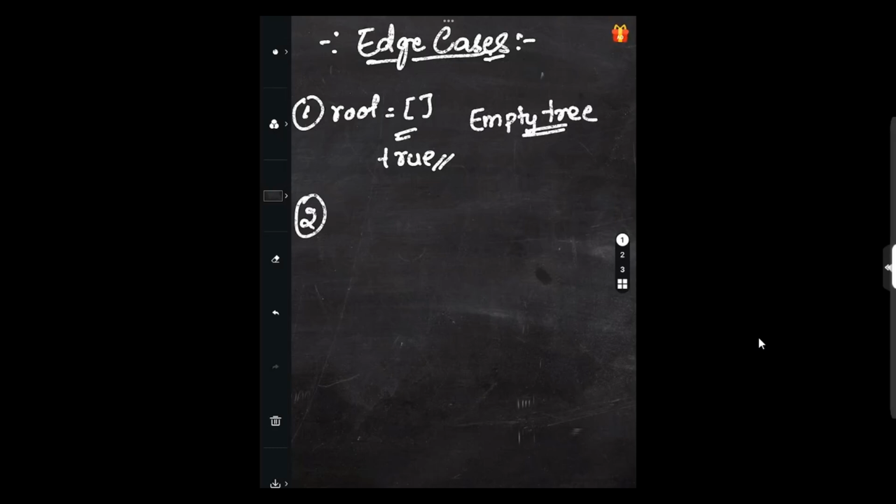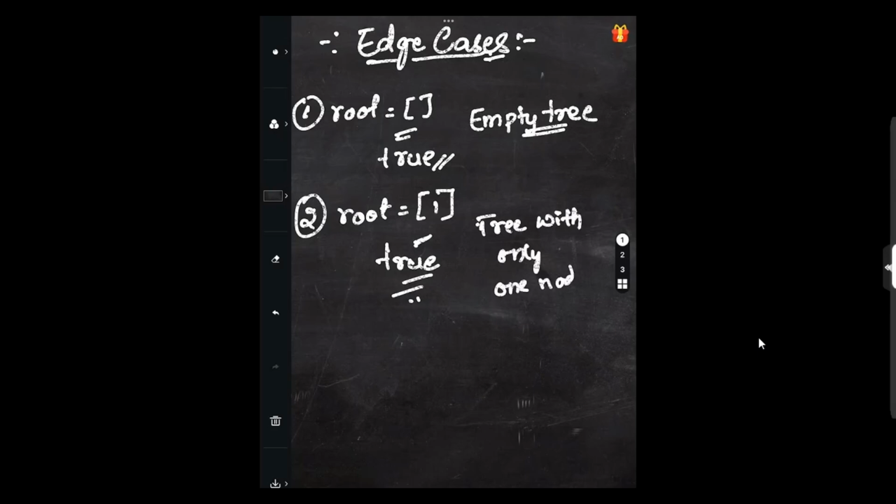Let's move on with the second edge case, a tree with only one node. Let's consider only one node or one element here. The output will be true here. For this also the output will be true, right? So this is for the condition of a tree with only one node.